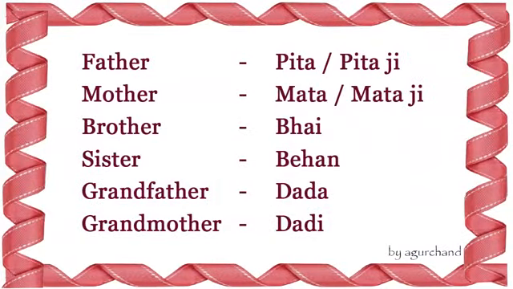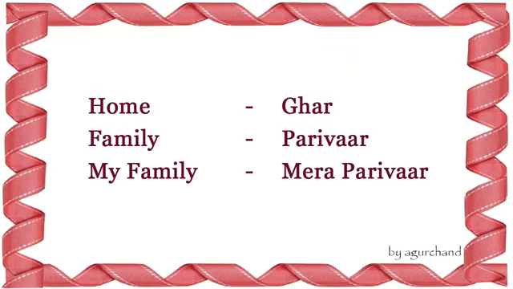So these are the words you have to learn about family. Father is pita and we usually say pitaji, and mother is mata and mataji. Brother is bhai, sister is behen, grandfather is dada, grandmother is dadi. And home is ghar, family is parivar. So when you talk about family, mera parivar, my family.